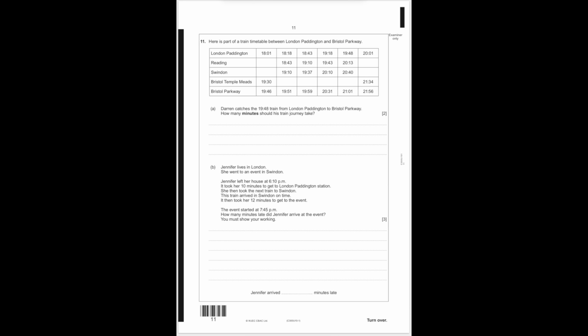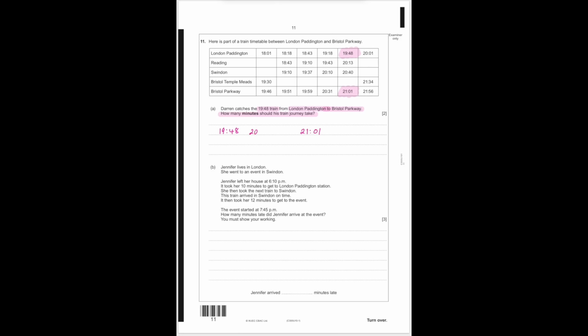Okay, part A. Darren catches the 1948 train from London Paddington to Bristol Parkway. How many minutes should his train journey take? So he is going on the 1948 train from London Paddington to Bristol Parkway. Okay, so we're going from 1948 to 2101 in time. So first things first, let's think about the hours that we would pass on the clock to get from 1948 to 2101.